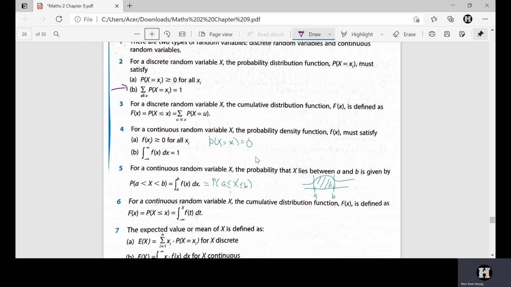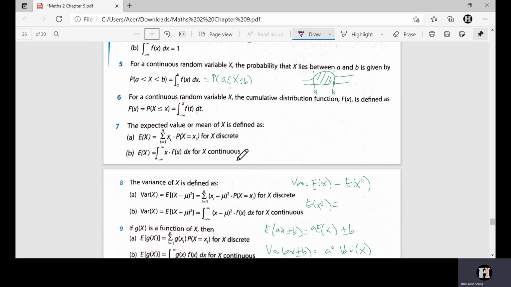Maybe some of you are asking, how about if you want to find P(X greater than b)? It is the same thing: you need to find 1 minus and so on. But basically they will hardly ask you this, because sometimes it is quite difficult to integrate. Then for a continuous, the cumulative is from negative infinity until x. Later on, we will see how we find the cumulative distribution F(x).